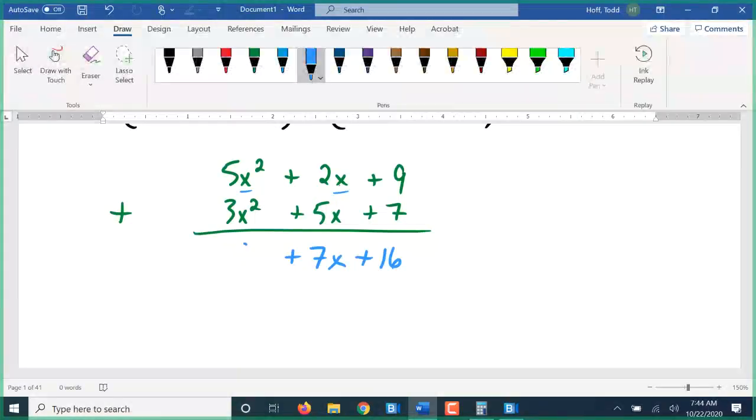5x squared and 3x squared is 8x squared. Now, there's nothing else in front of it, so I don't have to put the plus in front of that. So my result is simply 8x squared plus 7x plus 16.